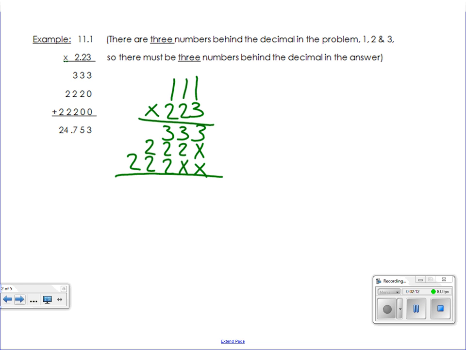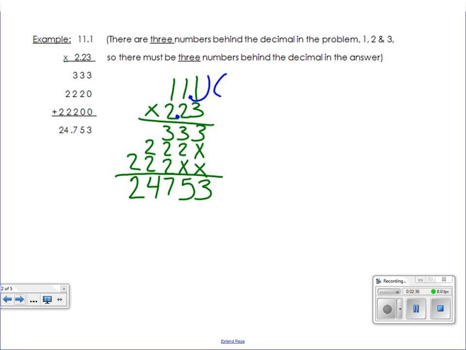Now I can add up. That's 3, that's 5, and that would be 7, and that would give me 4, and that would give me 2. But once again, I've got to really remember about those decimals. And I had really 11.1 and 2.23.